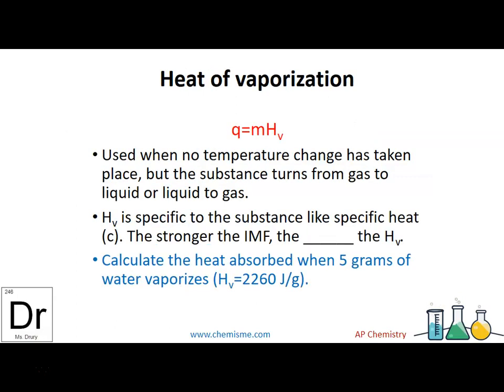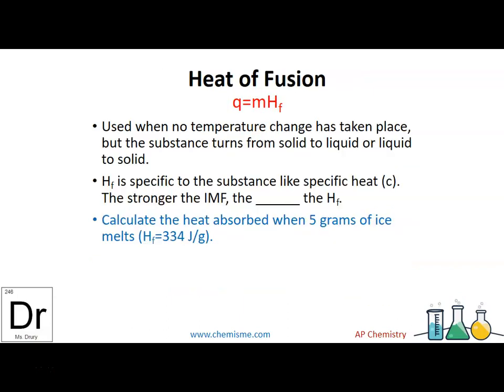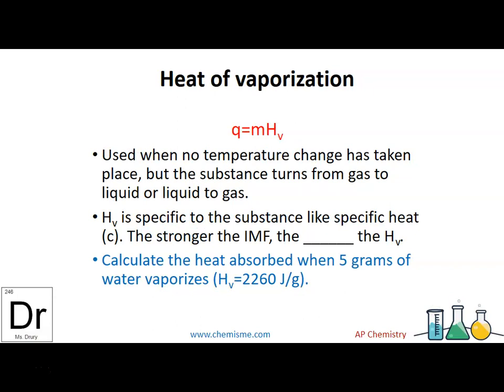There are two more formulas from last year. The heat of vaporization. It's used when no change in temperature occurred, so you can't use mC delta T. The HV has to be given for you, but it's the heat that causes the vaporization from liquid to gas or gas to liquid, because they're the same phase change in the opposite direction. And so the general rule is, if HV is specific to the substance, like specific heat, the stronger the intermolecular force of the substance, the higher the HV will be, because that will resist phase change.